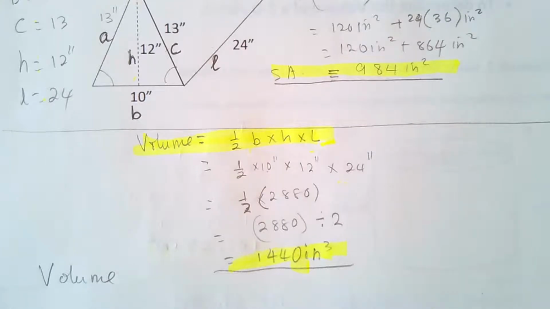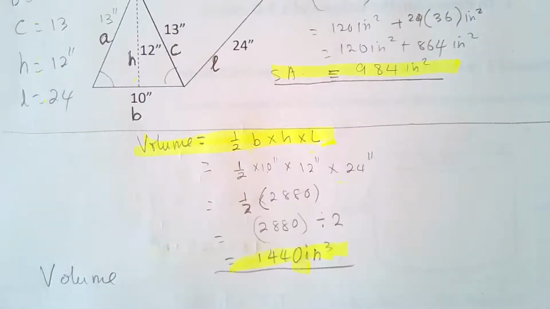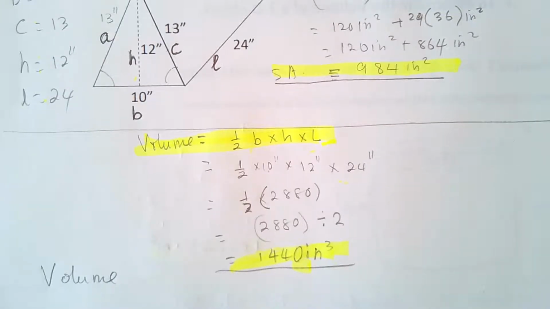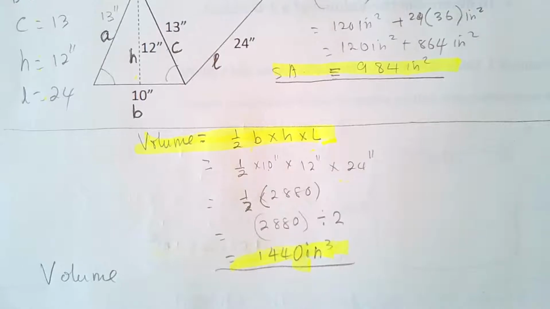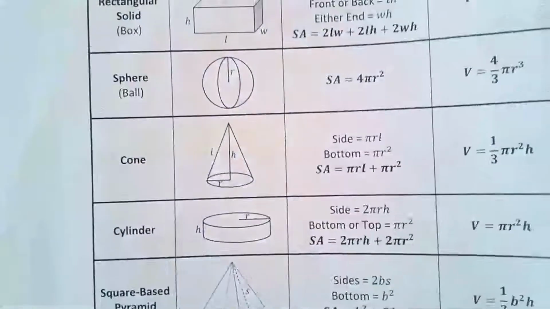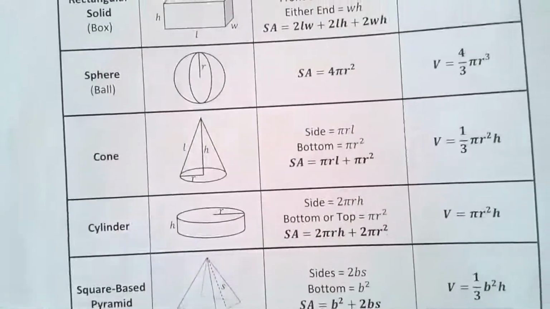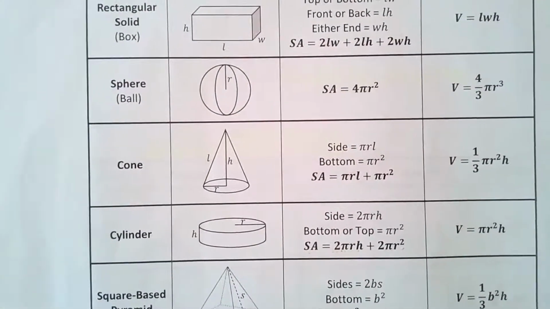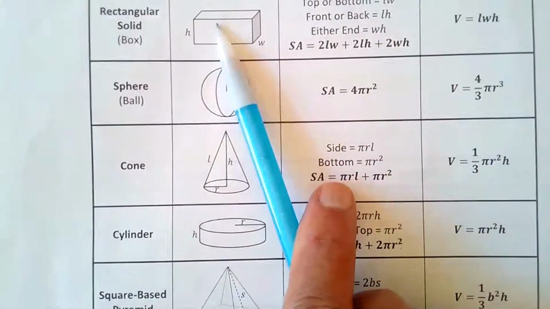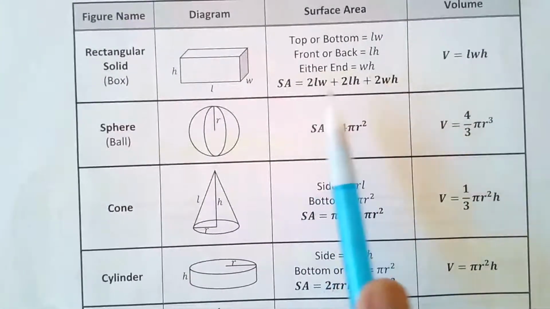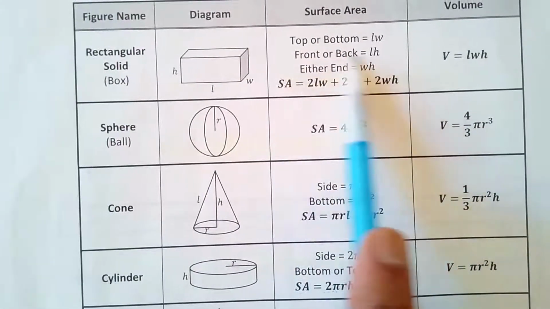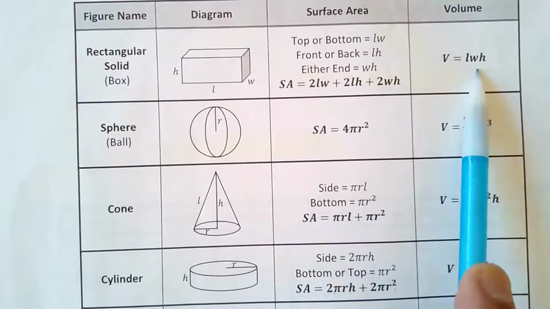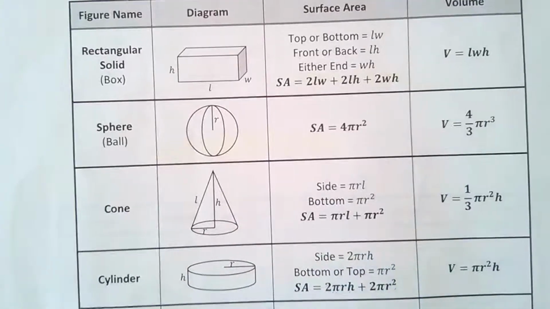There are four other questions: sphere, prism, cone, and pyramid in your assignment booklet. So you'll be asked now to find the surface area of a rectangular solid. Therefore, you'll use this formula here. For the volume, you're going to use the volume formula.